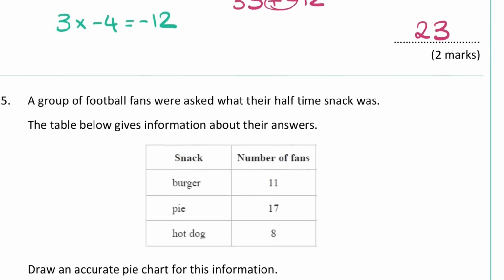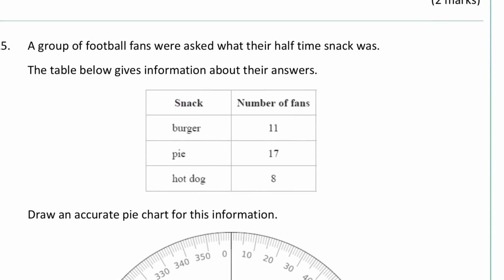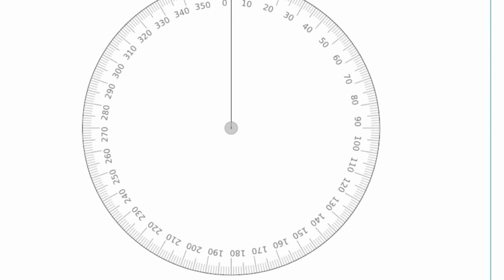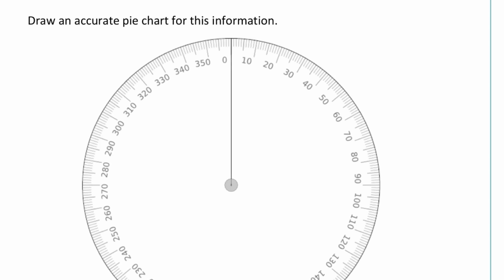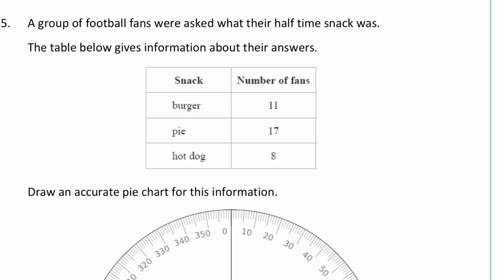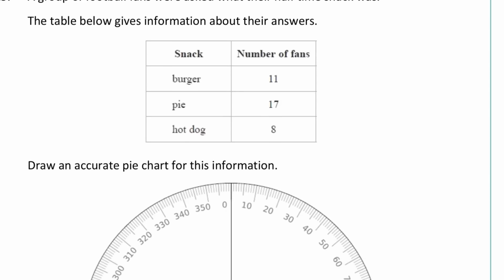Okay, on to question 15. Right, now this one is asking us to draw a pie chart. Now I have put a protractor into this just so we can draw this pie chart a little nicer. You might only have a 180 degree protractor, but at least we can draw an accurate one on the video, which will just help us out a little bit. So a group of football fans were asked what their half-time snack was. The table below gives the information. Draw an accurate pie chart.